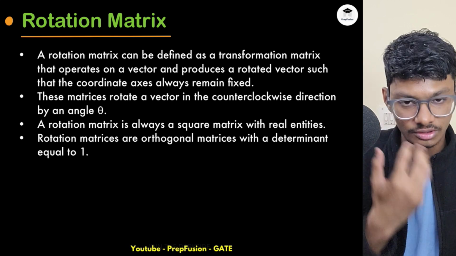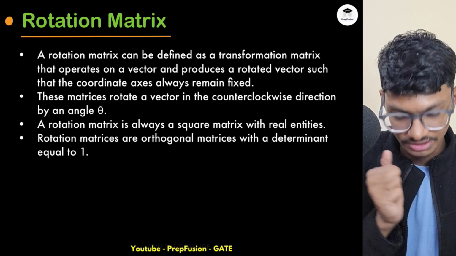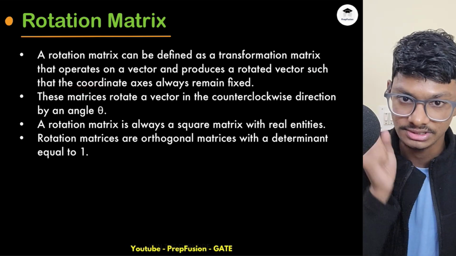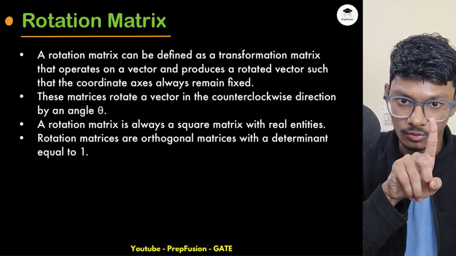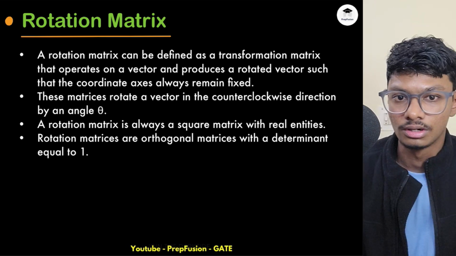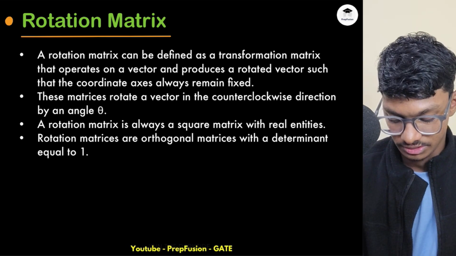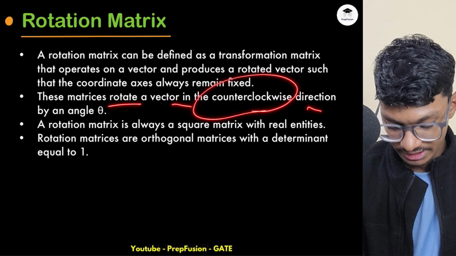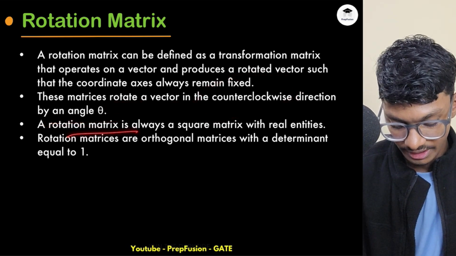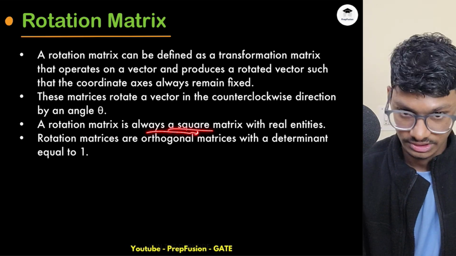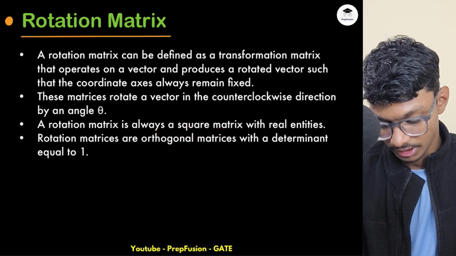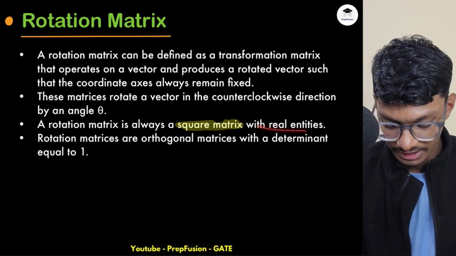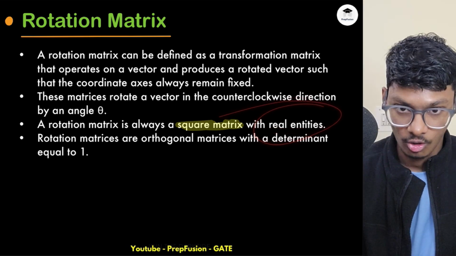Visually we'll understand this. The coordinate axis always remains fixed, and just the vector is rotated by a particular angle in the anti-clockwise direction. These matrices rotate a vector in the counterclockwise direction by an angle theta. A rotational matrix is always a square matrix. First important point, so I will highlight this: it is always a square matrix with real entries.